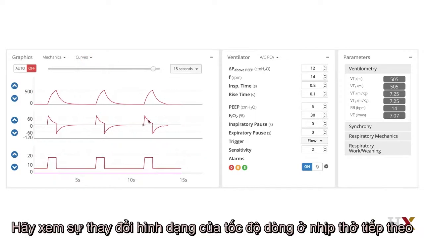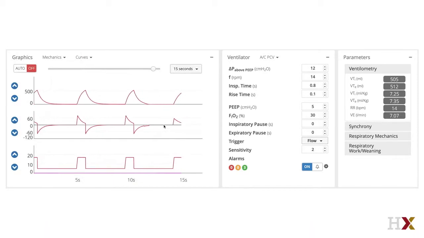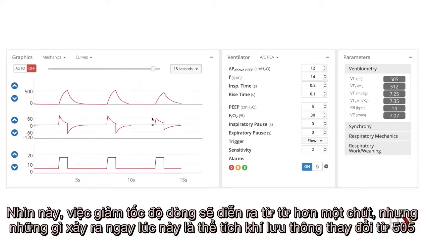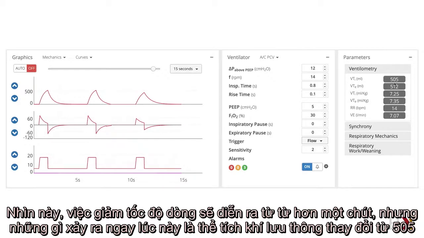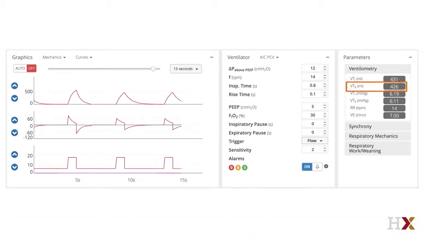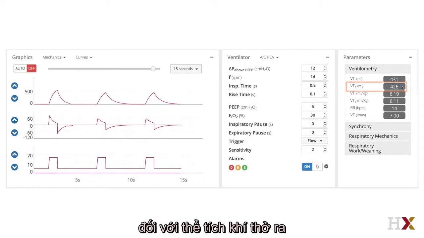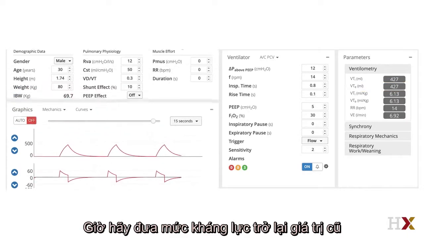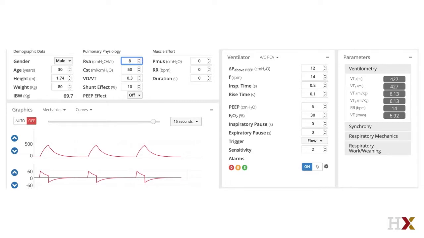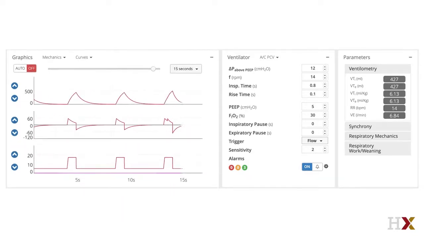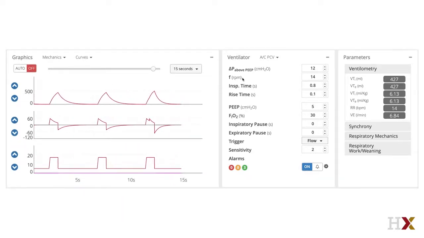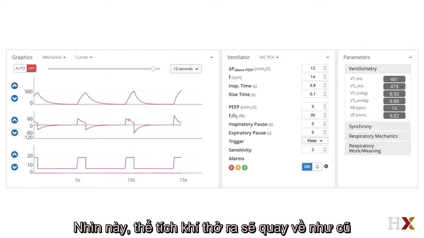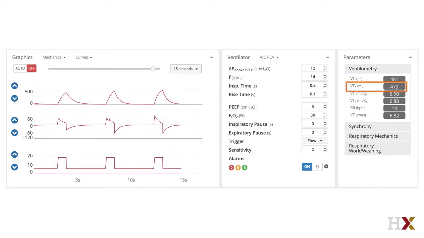Watch the shape of the flow change on the next breath. See, the deceleration is a little bit more gradual, but what happens is the tidal volume now changes from 505 to 426 in terms of exhaled volume. Now let's return the resistance back to where it was. Watch, the exhaled volume will come back again.